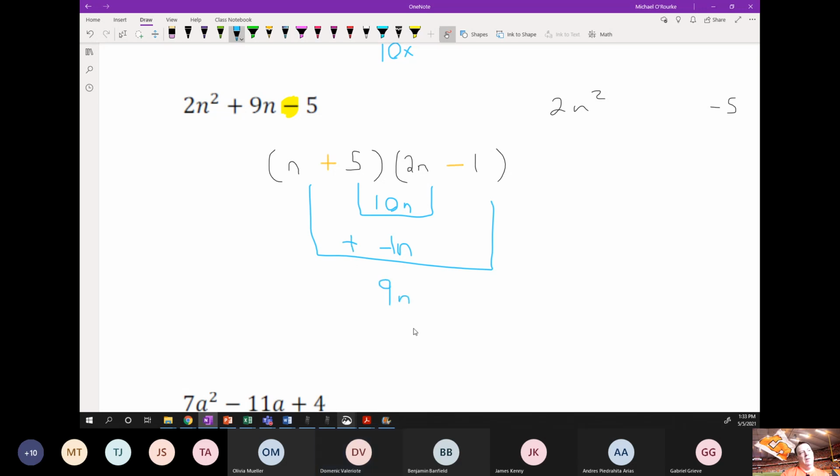Perfect. Write in chat if you got that. Put a yes in chat. So I just want to see how many people are getting it. Good.